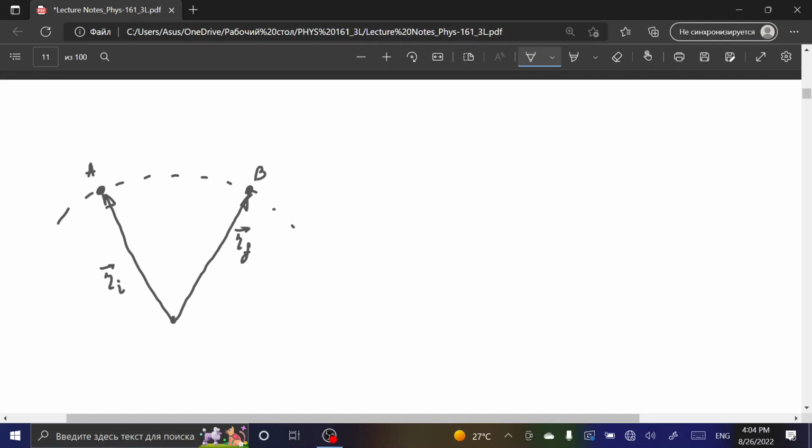We also need to introduce linear velocity vectors. So this is the initial linear velocity vector, and this is the final velocity vector. We mentioned at the beginning that this is not just circular motion, it's uniform circular motion. What does it mean? It means that the magnitude of the linear velocity vector remains constant, it doesn't change.